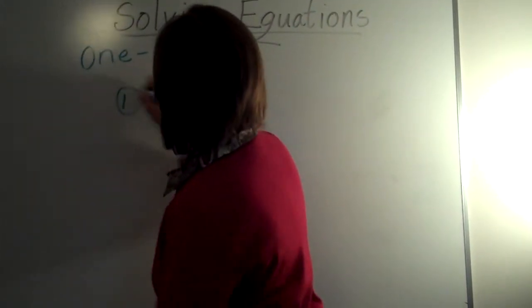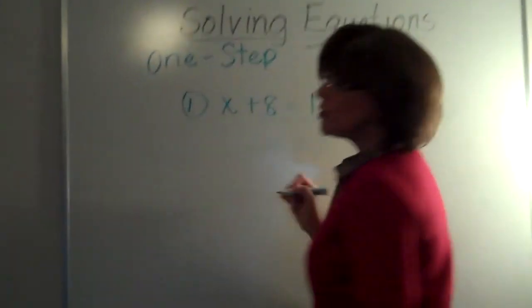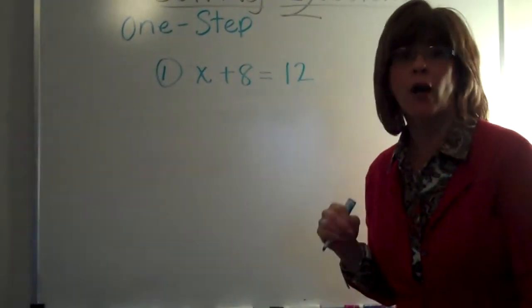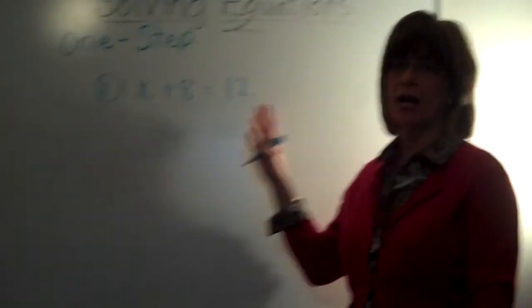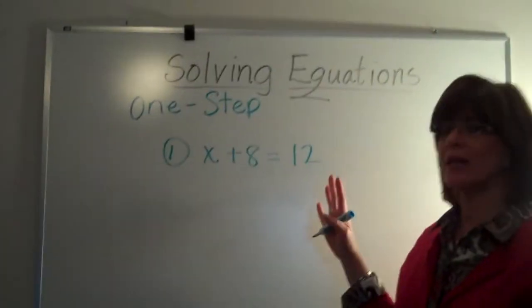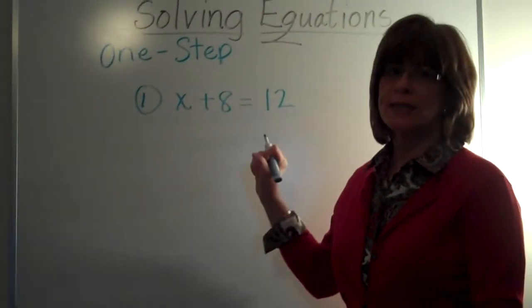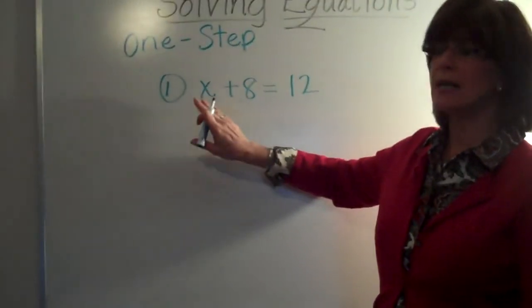So the first example I have is x plus 8 equals 12. Don't be fooled by looking at it and saying, oh, I know, that's easy, it's 4. Yeah, we all know it's 4, but the only way we can get good at this is by practicing with the easy ones and doing all the steps so that when we get to the harder ones, we'll know what to do. Remember what we said. We want to isolate the x. We want to leave the x by itself.